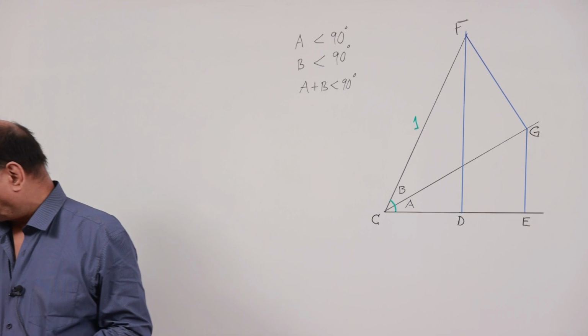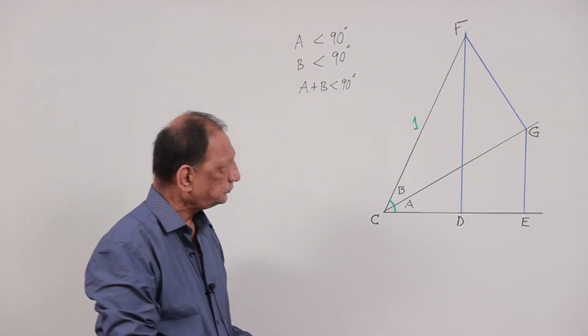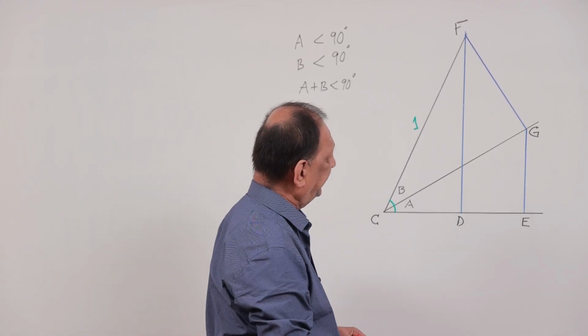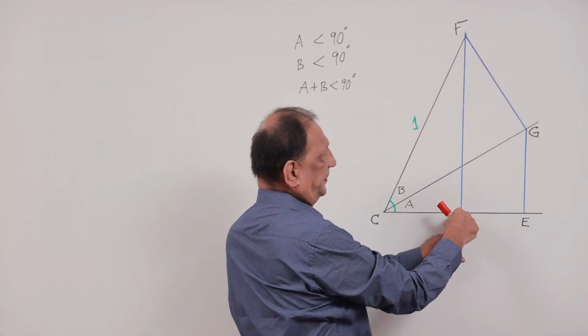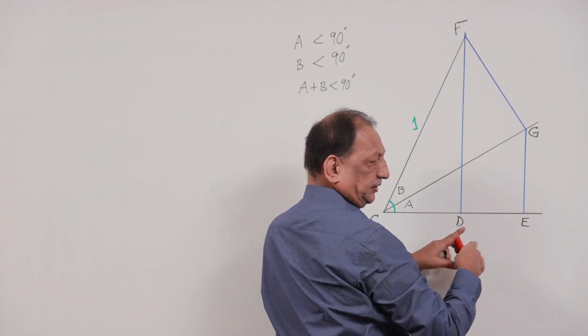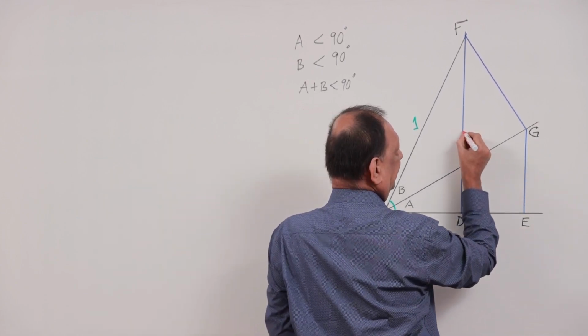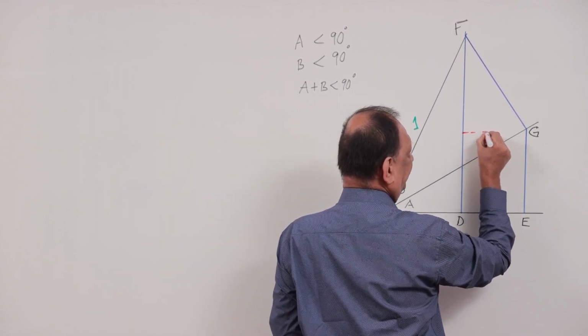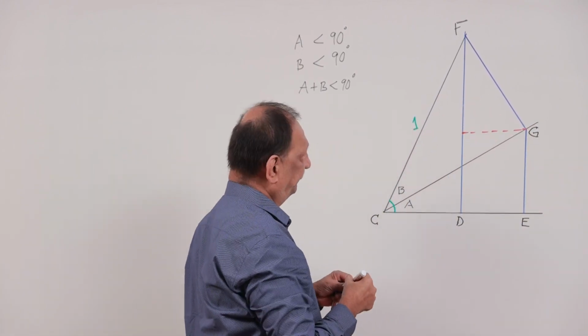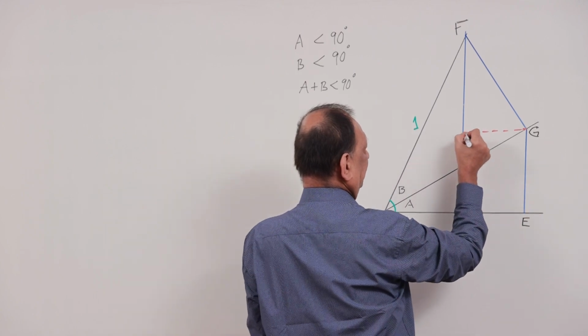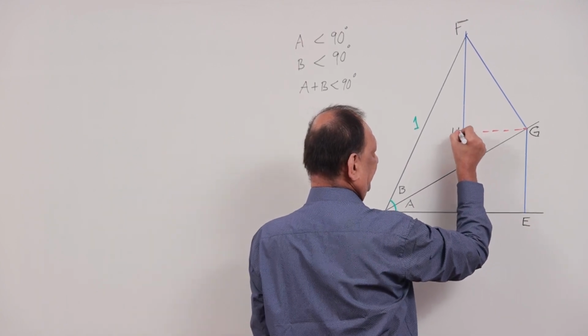Correct? I'll do one small construction, because we need to be able to figure out the length FD, whereas we know GE only. So I need to draw one perpendicular from G to this, basically completing this rectangle. And we can call that point H.